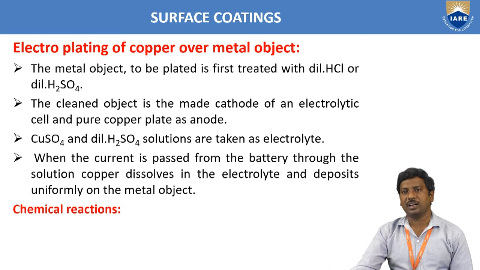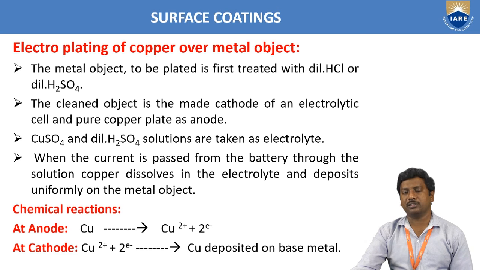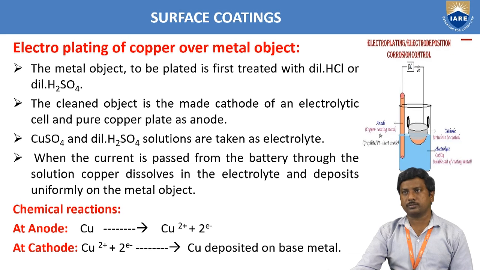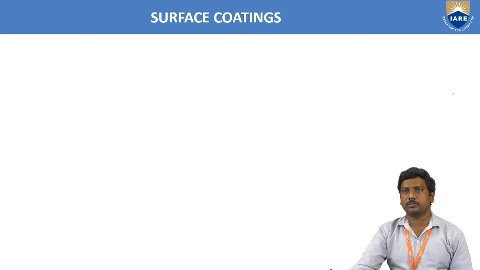on the metal object. The chemical reactions are as follows. At the anode, copper undergoes oxidation, losing 2 moles of electrons, and at the cathode the residual electrons are taken up by copper ions to give metallic copper. That means copper is deposited on the base metal. So these are the reactions in the left side diagram.